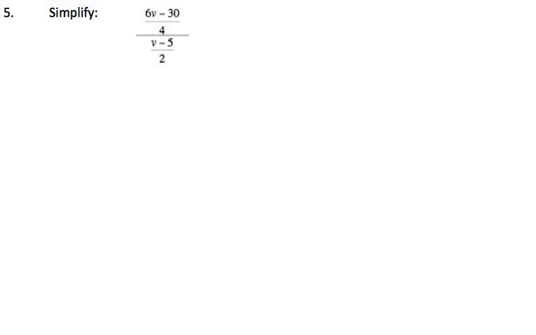Now I'm doing problem 5a. The instructions say simplify, and remember, when you have a fraction over a fraction, or a compound fraction, the first thing you want to do is find the LCD of all of the denominators. So between the denominator 4 and 2, my LCD is 4.